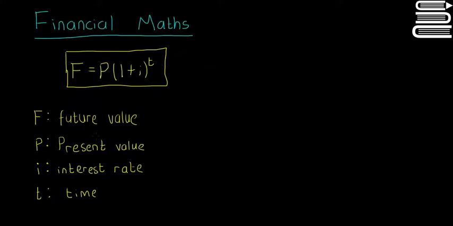Where F is the future value of money, P is the present value of money, I is the interest rate, and T is time, and that's generally in years, but it can be in months as well. You can use this to find out how much you owe the bank, or loads of different things. We're going to see later on how you can calculate mortgages and pensions and everything using just this formula.